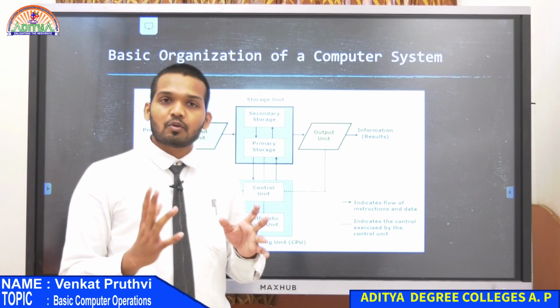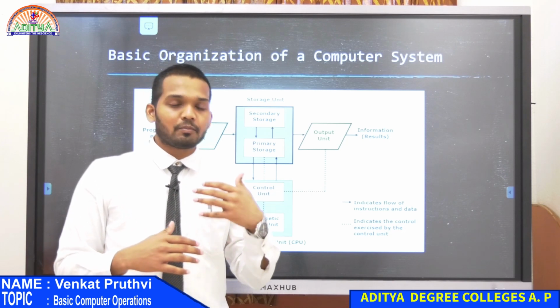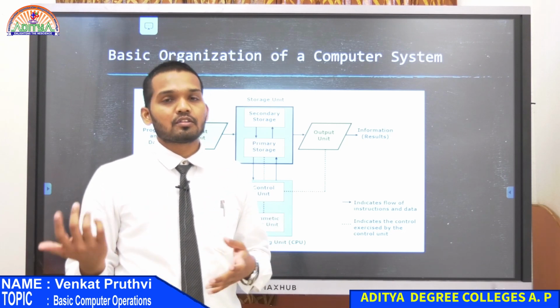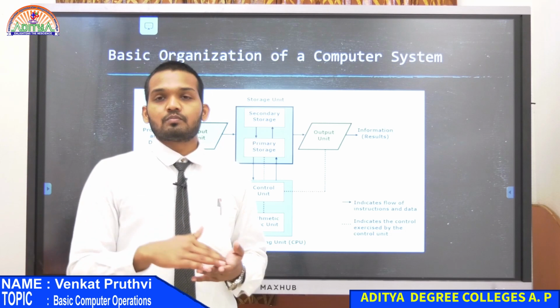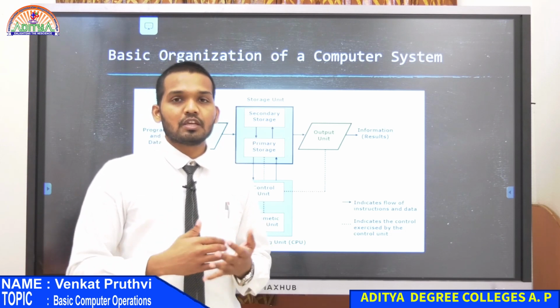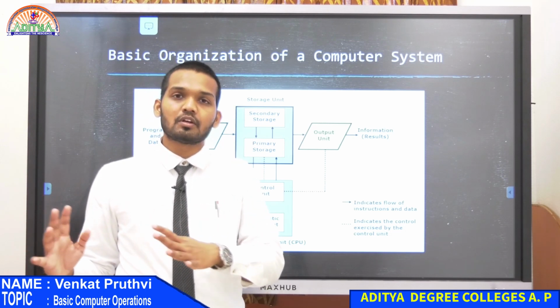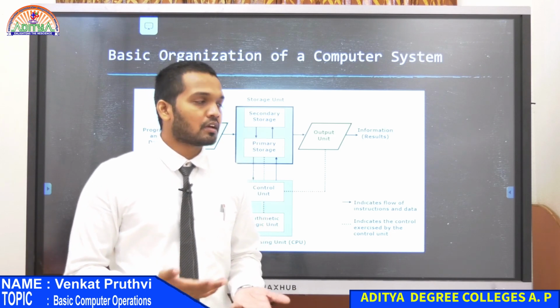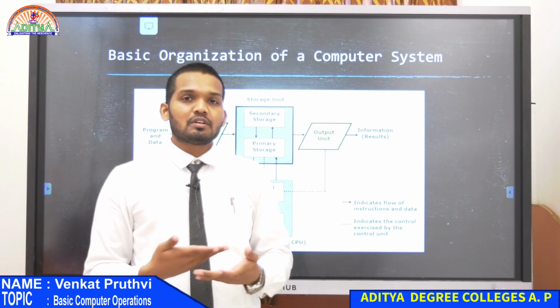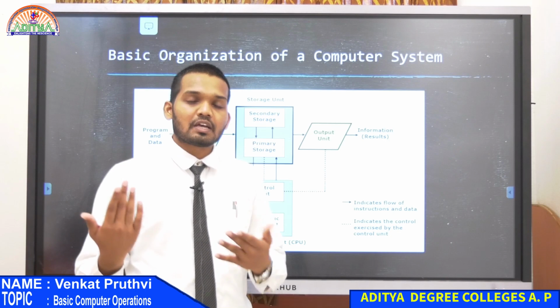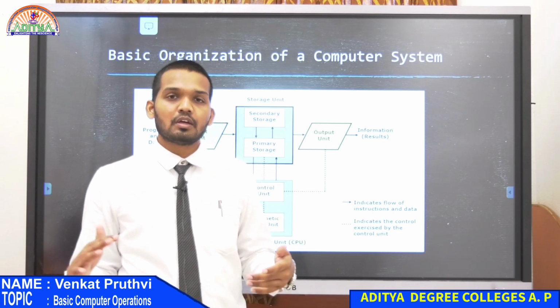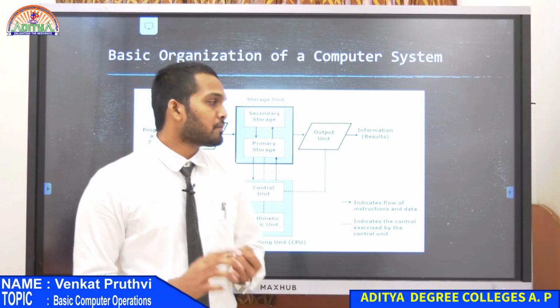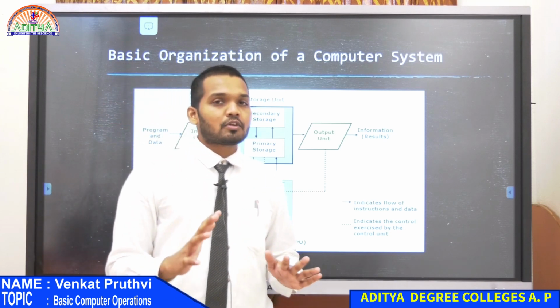But generally, what do we know about a computer? We know there will be a monitor. That monitor is connected to the CPU, and that CPU has its connections to the keyboard and mouse. This is how a personal computer or a desktop computer looks. And a laptop is a very sleek thing which has its monitor integrated to the keyboard, and it is portable. This is what we generally know about computers.